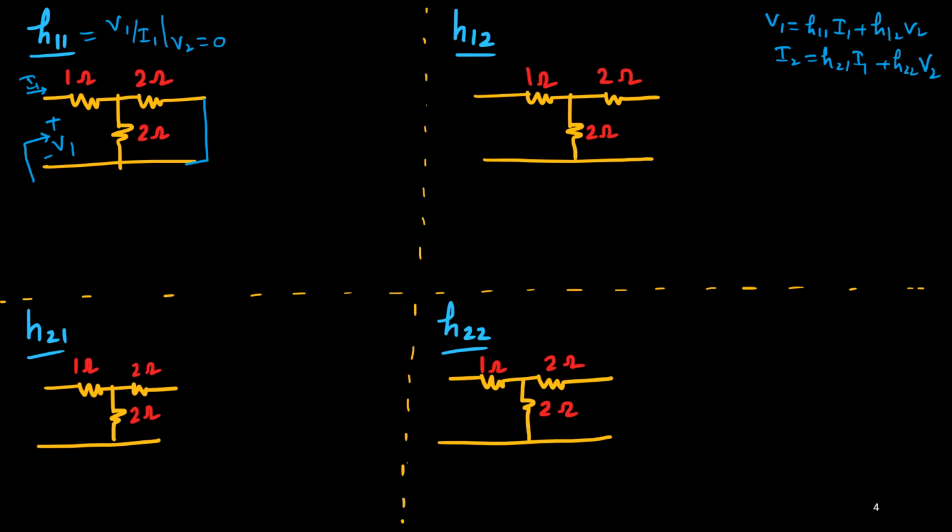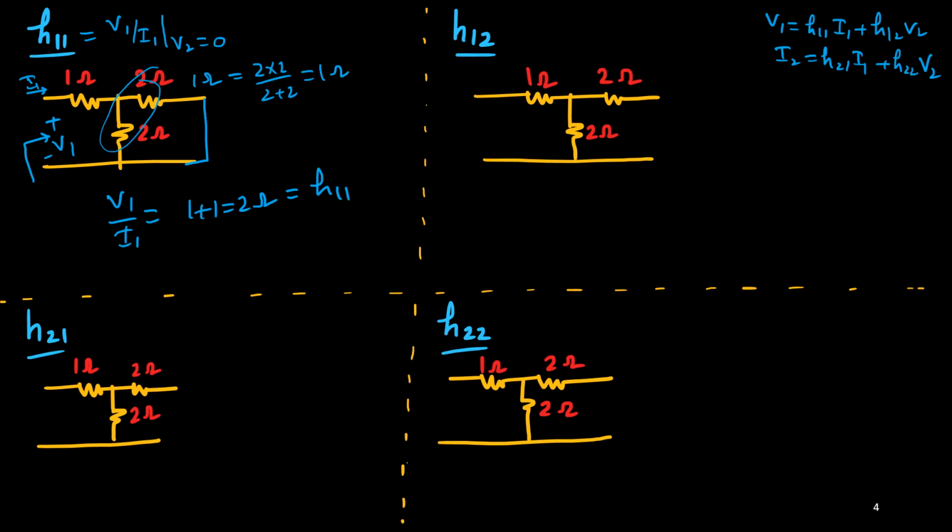So what is the impedance? You can easily see that these two are combined in parallel, so 2 into 2 by 2 plus 2, that is 1 ohm. So this 1 ohm plus this 1 ohm, total is 1 plus 1, 2 ohm. So the input impedance V1 by I1 is simply 1 plus 1 equal to 2 ohm. That's all. This is your H11. So H11 is 2 ohm. Already you have got it. Right.